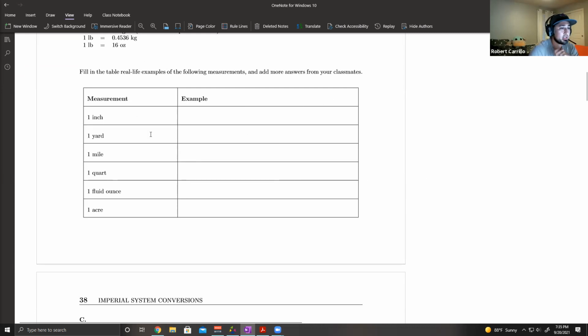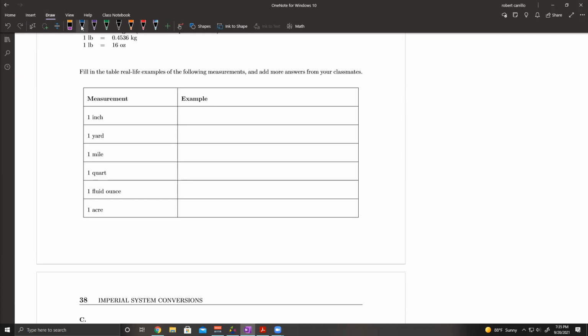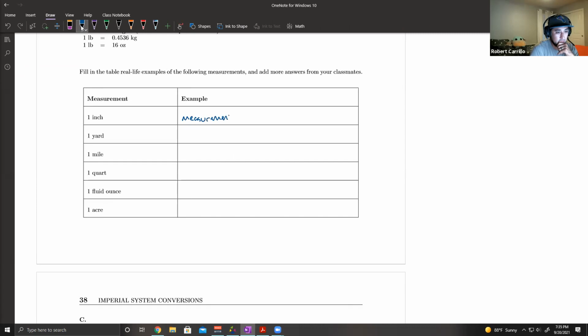Where would you see 1 inch measurements? What's a good real world example? Measuring our bodies. Hey, there you go. Okay, cool. What about a yard? Where would you see this? A yard of fabric. Not the answer I was looking for. I was looking for football. Anybody?